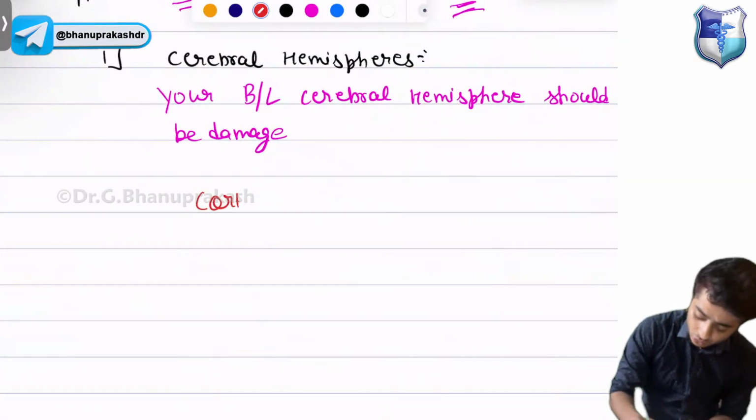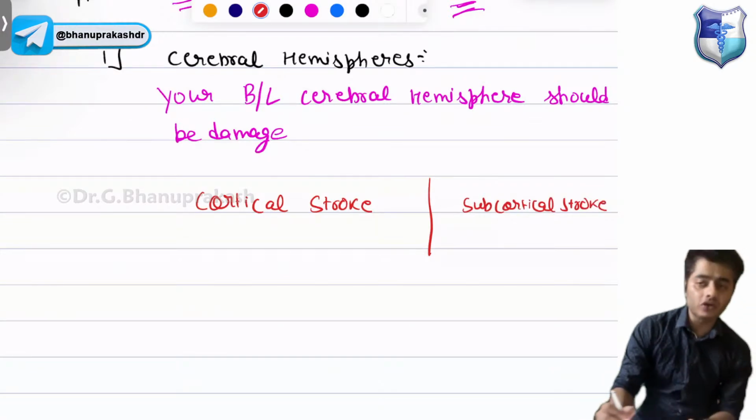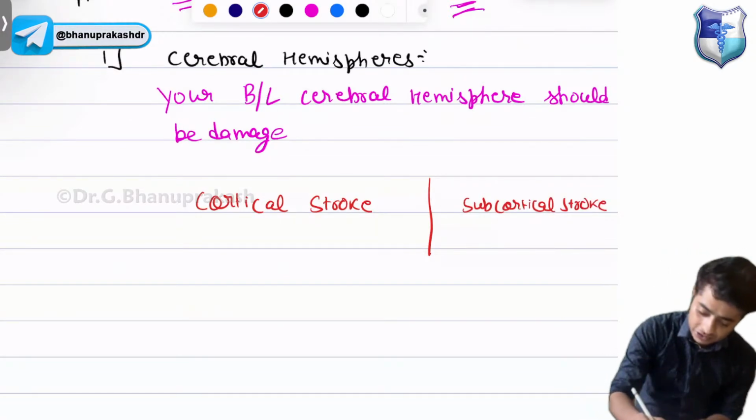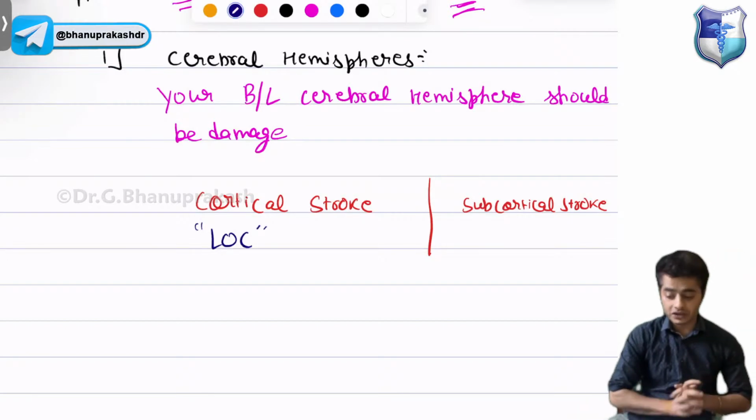We have studied that there are two kinds of stroke. One is cortical stroke, and the other is subcortical stroke. And in subcortical stroke, there is no loss of consciousness. But in cortical stroke, you have said that there is a loss of consciousness. Yes, I have said that in cortical stroke, there is loss of consciousness.